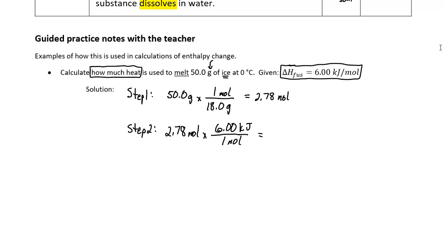Now we can see the calculation setup. It looks like just multiplying together these two values. The result will be 16.7 kilojoules. We have answered the question. It takes 16.7 kilojoules of heat energy to melt 50 grams of ice at a temperature of 0 degrees Celsius.